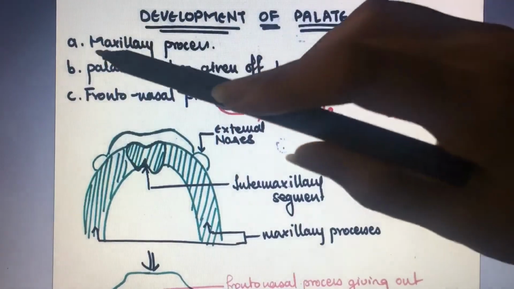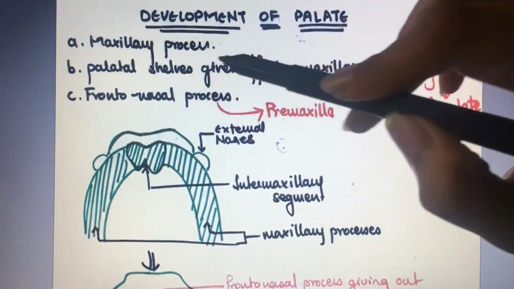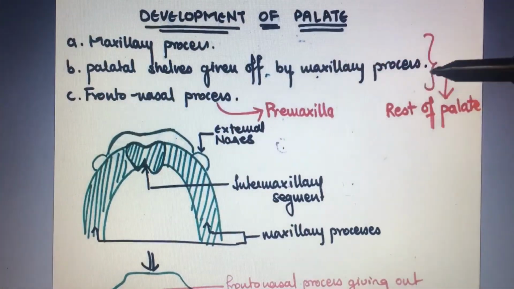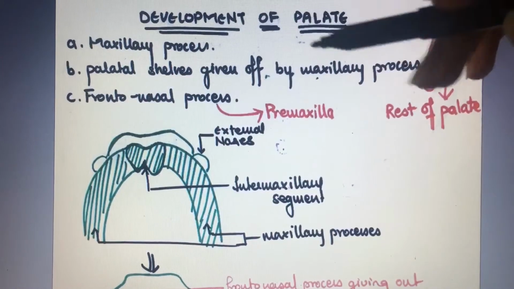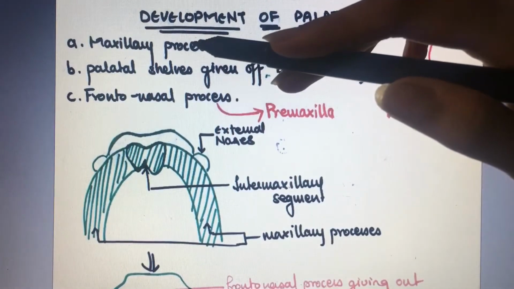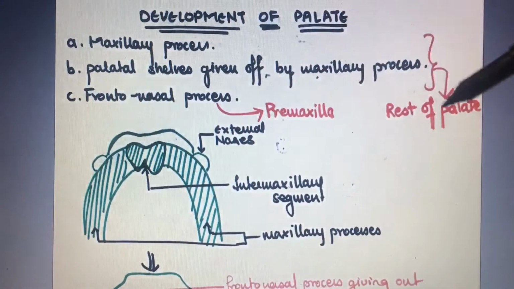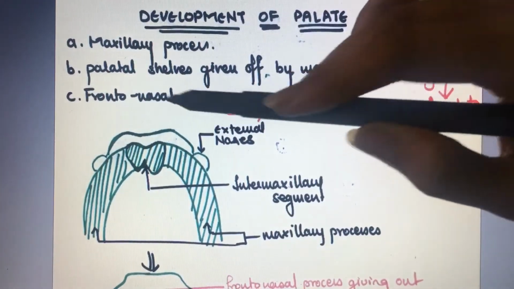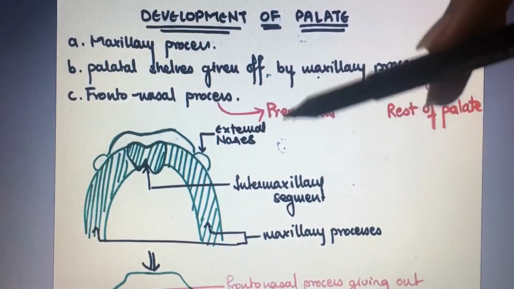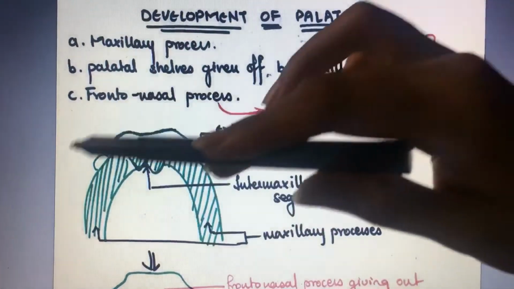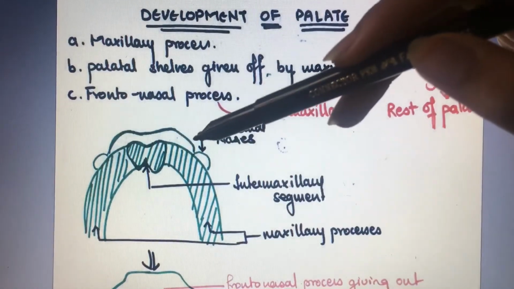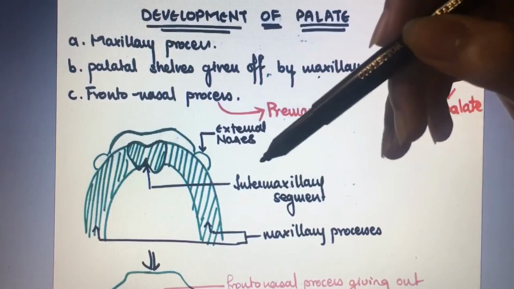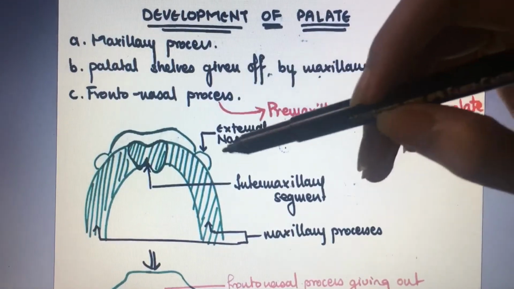It is divided into three parts: the maxillary process, the frontonasal process, and the palatal shelves, which are given off by the maxillary process. So basically this maxillary process and the palatal shelves form the rest of the palate, whereas the premaxilla area is formed by the frontonasal process. Now this is the stage 1 diagram of the development of palate. So I'll give you a brief description about this diagram.